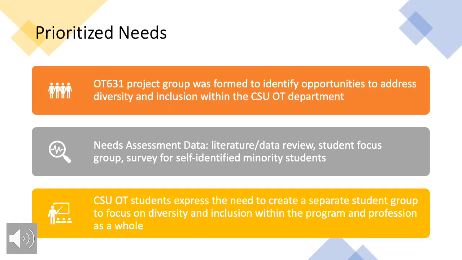Hi everyone, this is Kalena and I'll be discussing the prioritized needs of our project. Our OT631 project group was formed to identify opportunities to address diversity and inclusion within the CSU OT department. This project was actually initiated over the summer of 2020 out of discussions that arose between current first and second year students. As a part of our class, we performed a needs assessment and collected data from multiple sources to assess the needs of our OT program surrounding diversity and inclusion.